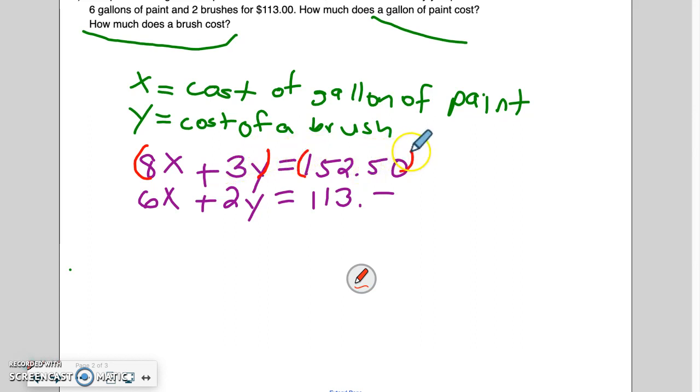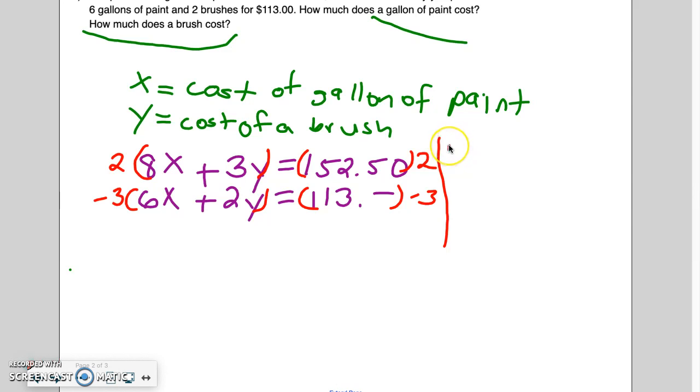So I'm going to multiply the top equation by 2, and then I'm going to multiply the bottom equation by negative 3, because when I go to distribute that, my y's will be the opposite. I'm going to have to start writing smaller. All right, so when I do the top, if I have 16x plus 6y, that is going to equal $305.